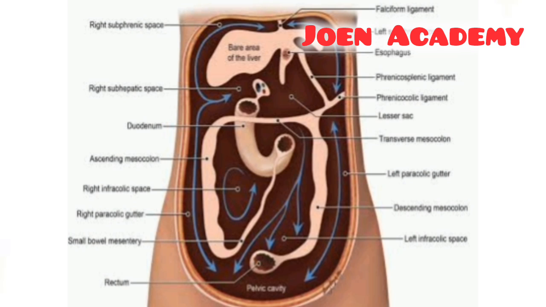Inferiorly, it opens into the pelvic cavity. The left paracolic gutter is bounded medially by the descending colon and laterally by the left lateral abdominal wall.